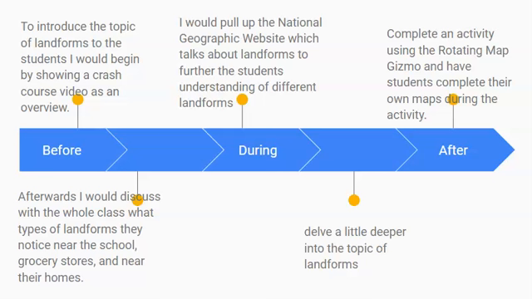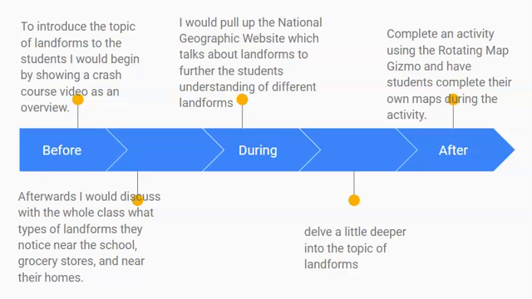Afterwards, I would discuss with the class what types of landforms they noticed near the school, grocery stores, and near their homes. At this point, I would give them some clay, and they would use that clay to create a landform that was mentioned in the video. I think this is a great way to let students have a little bit of fun, just making mountains or plateaus, rivers, oceans, stuff like that.